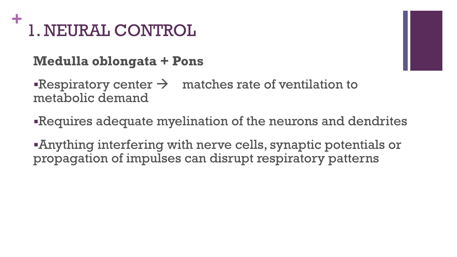If your nerve cells are not properly myelinated, you're not going to be transmitting impulses correctly, and therefore you're not going to be able to respond to the commands from the respiratory center because the impulses are never going to reach the intended areas. Or the sensors out in the periphery are never going to be able to send the proper stimulus back up to the brain. So anything that interferes with our nerve cells or our synaptic potentials or the propagation of impulses can disrupt our respiratory patterns.